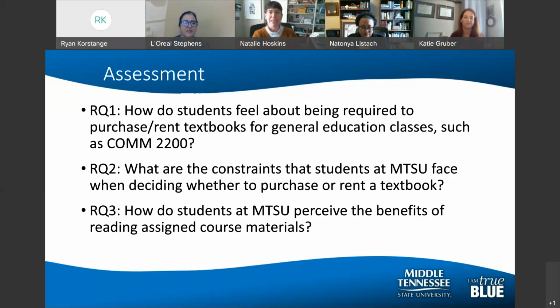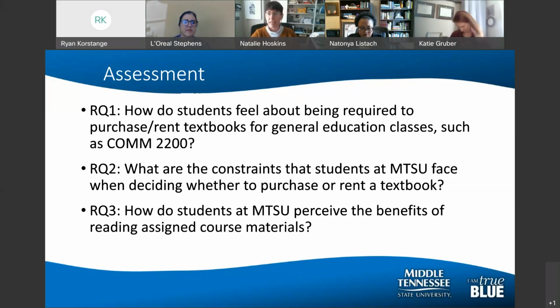examine students' feelings, right? So we know that textbook costs are a burden. We can assume there's a financial constraint, but how do they feel about it was really important to us. Are we doing a disservice to the students and making them unhappy, or are they happy with textbooks? And then we wanted to know about those constraints more specifically. Are there other types? So research question number 1 was about how students feel about being required to purchase and rent textbooks. And we were also inquiring about the difference between gen ed classes, such as COM 2200, and their major courses.